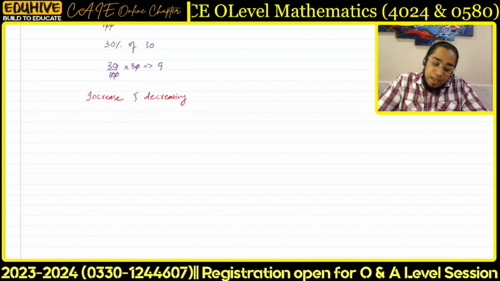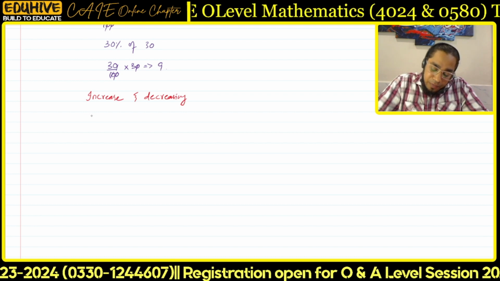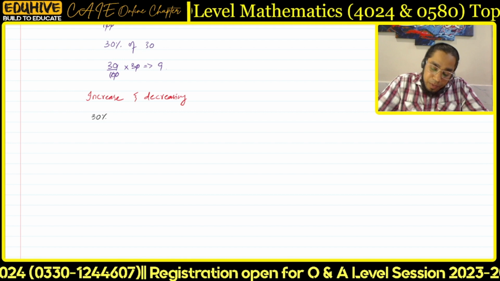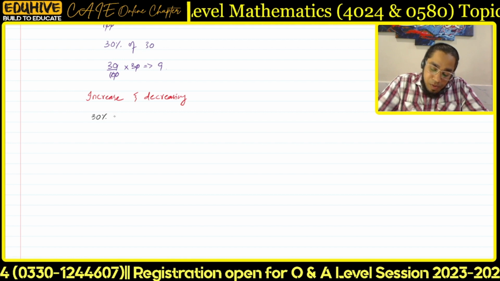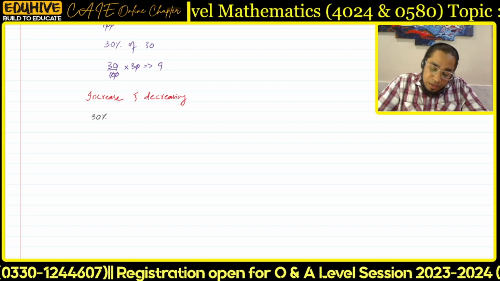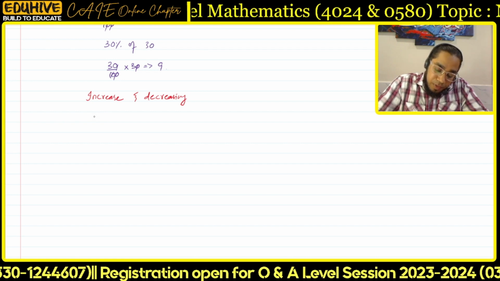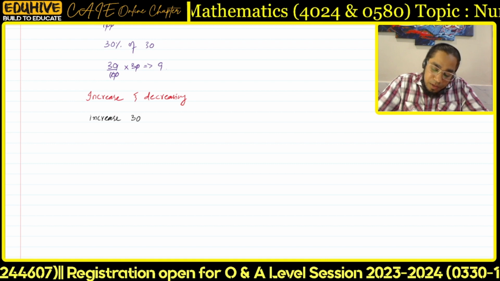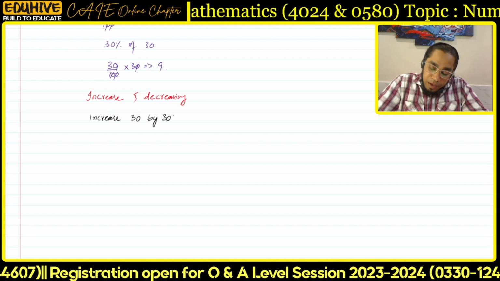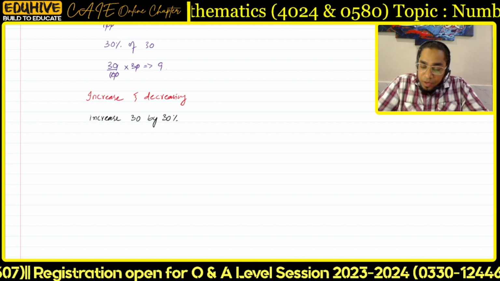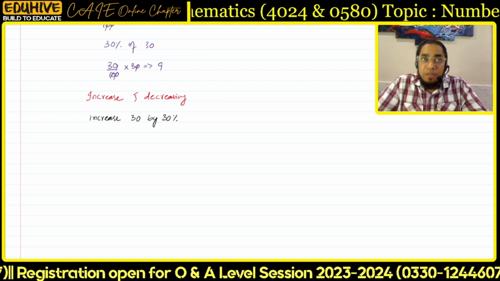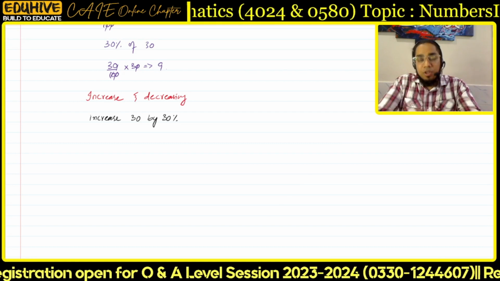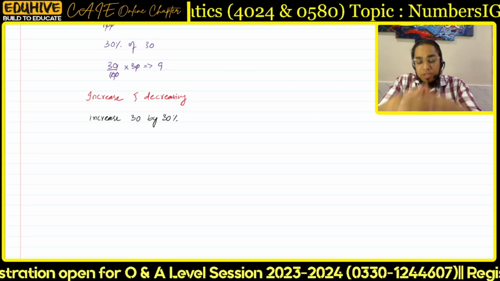So let's suppose I have a sentence with 30%, and I'm saying: increase 30 by 30%. What did I say? Increase 30 by 30%. So what it should be and how it should be, I want you to just tell me about it.